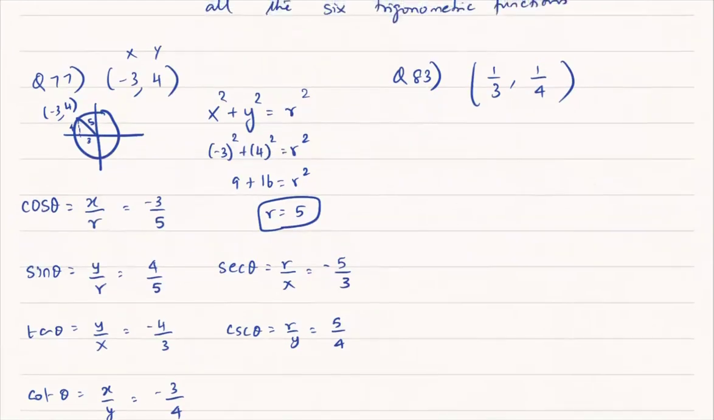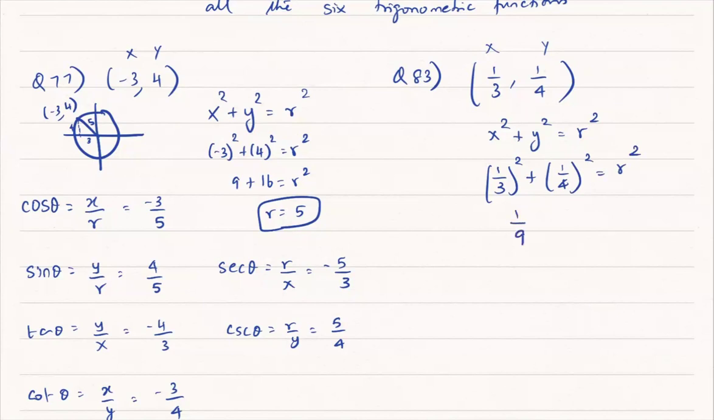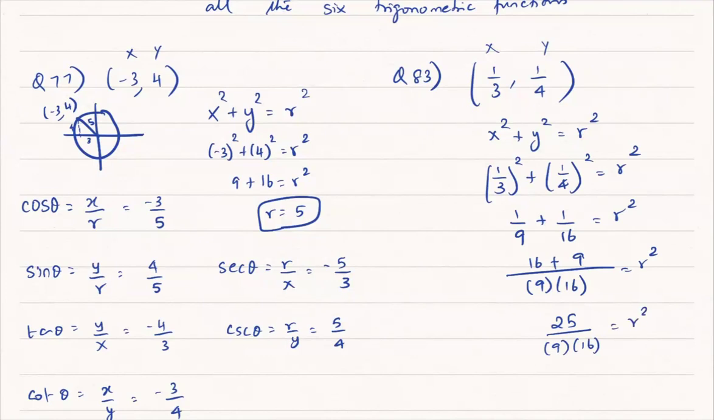Now the same thing here. This is your x, this is your y. The first thing you need to do is find r. So find r. 1/3 the whole square is 1 over 9 plus 1 over 16 is r squared. The common denominator is 9 times 16. And here you have 16 plus 9. Okay. So 16 plus 9 is 25. 9 times 16 is r squared.